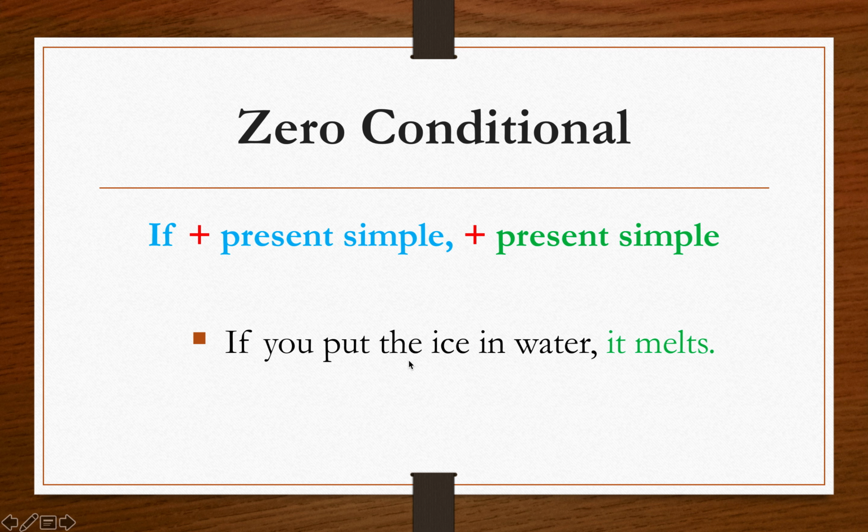If you put the ice in water, so this part is if plus present simple, right? Present simple: subject, verb 1. So this is the subject and this is verb 1. And then a comma. And then present simple again: it melts. Present simple, it is the subject, and melts is verb 1, right? And we put S because the subject is it, okay?